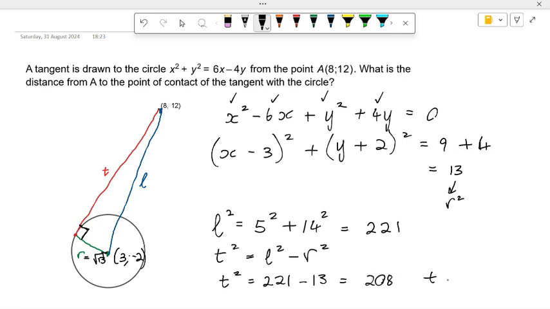So the tangent length is the square root of 208. Okay, I'm going to leave it in that form. We could put it in a decimal form as well. Hope that helps.